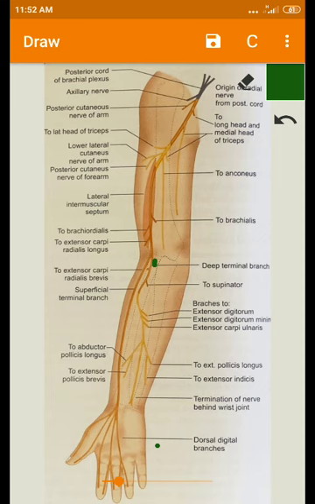Okay, before piercing the supinator, it sends some branches to supply extensor carpi radialis brevis as well as the supinator. Okay, now what are the branches given by this posterior interosseous nerve?